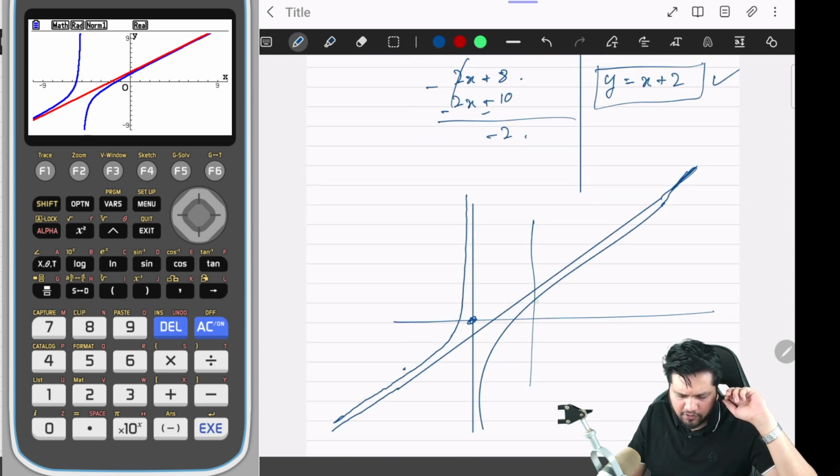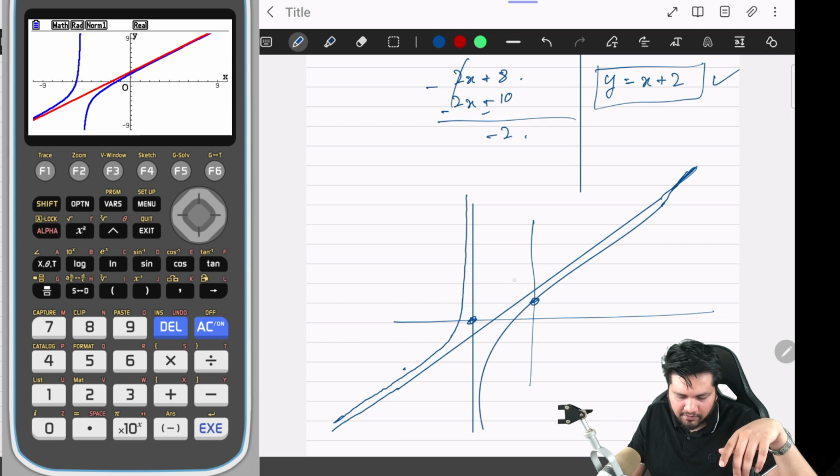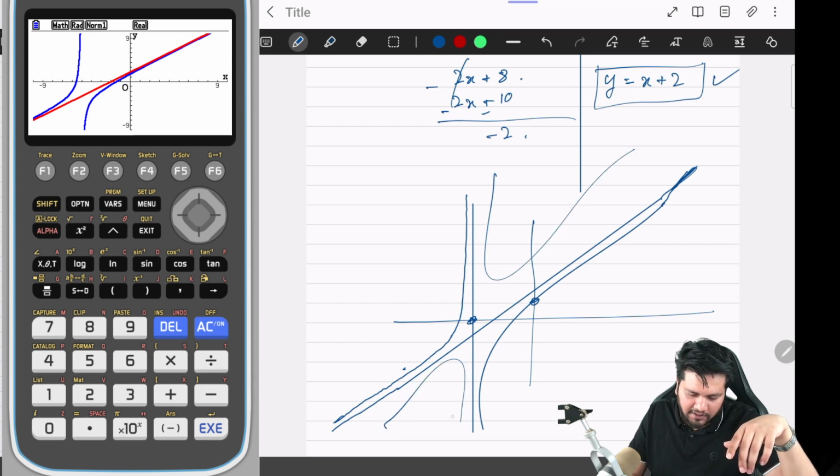And of course, if you want to draw this on paper, again go for the y-intercept. Once you get the y-intercept, either it will be below or it will be above. If it is above, then it's going to be this way. If it is below, then it's going to be the other way around.